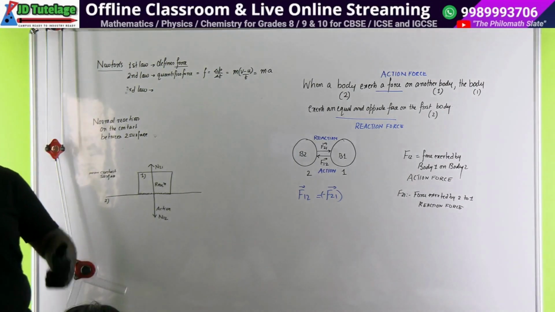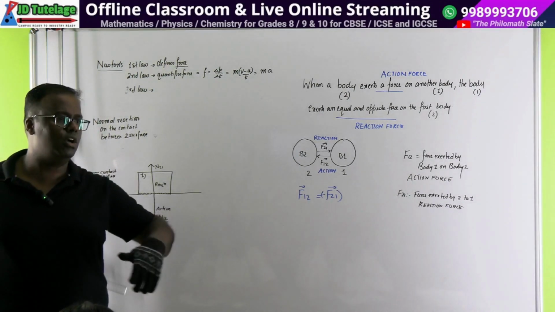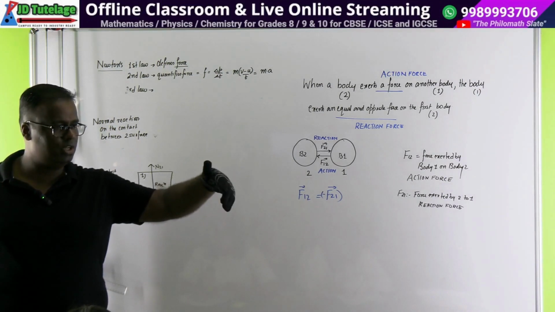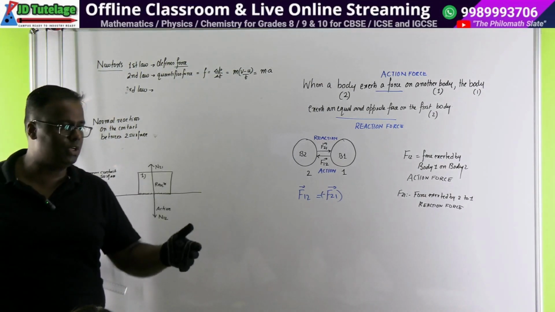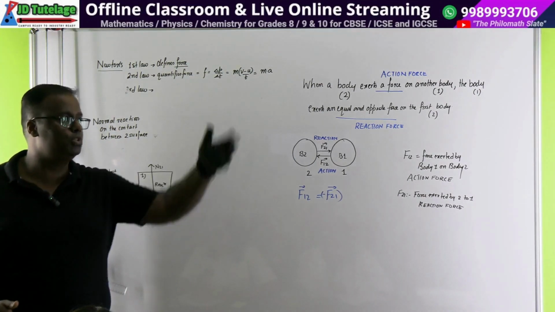Even the army tank, when the army tank moves and you have to fire, at that time if there is a huge firing going on, the amount of recoil that will happen, the tank's projection itself will go wrong.